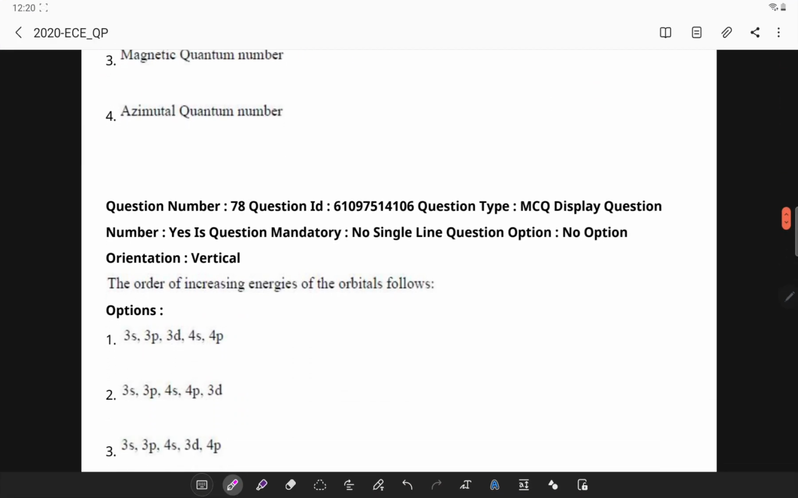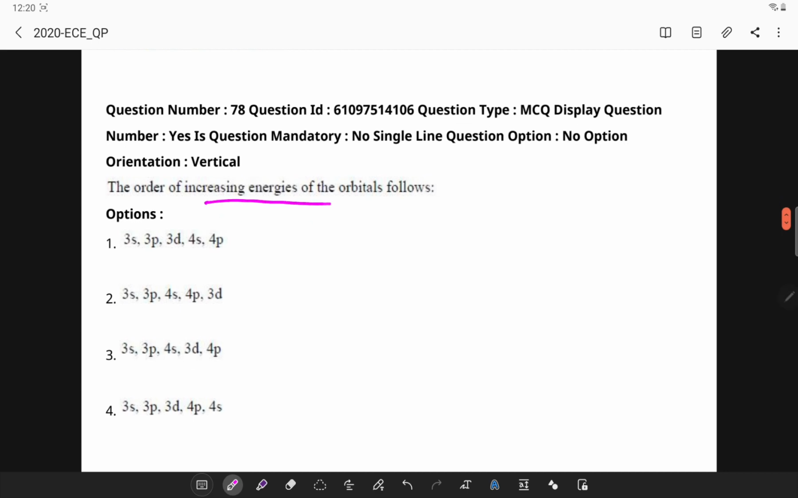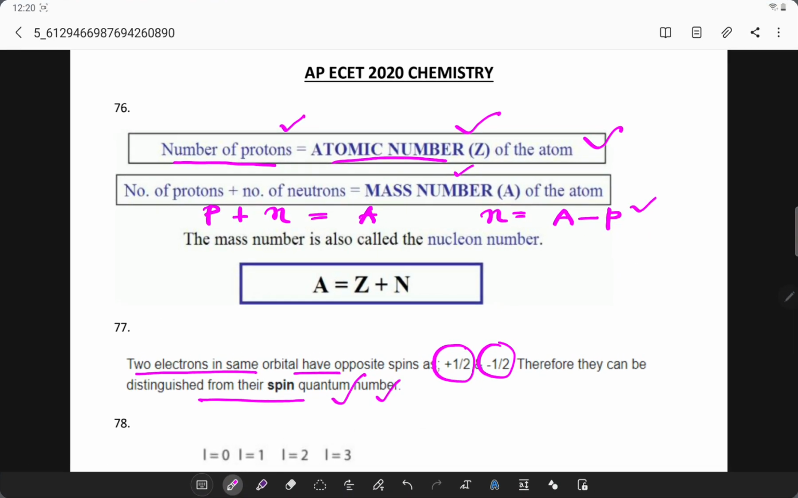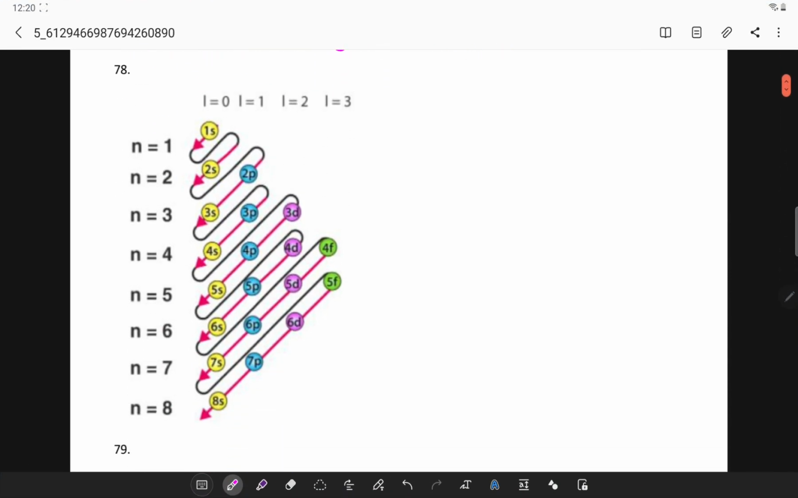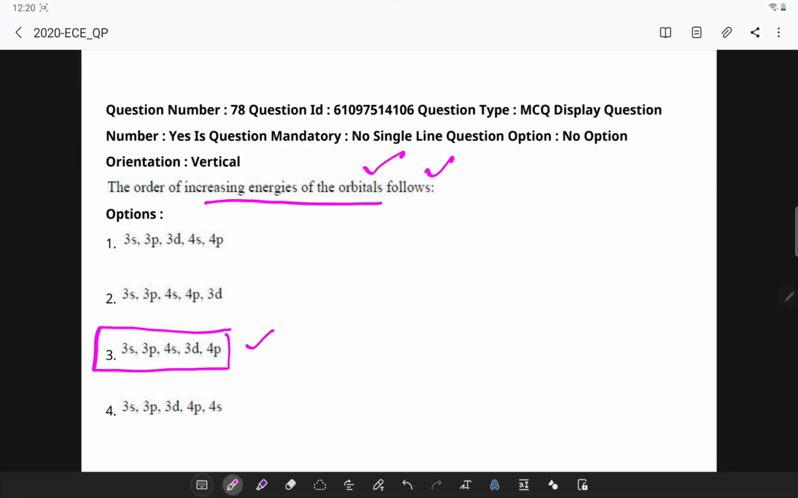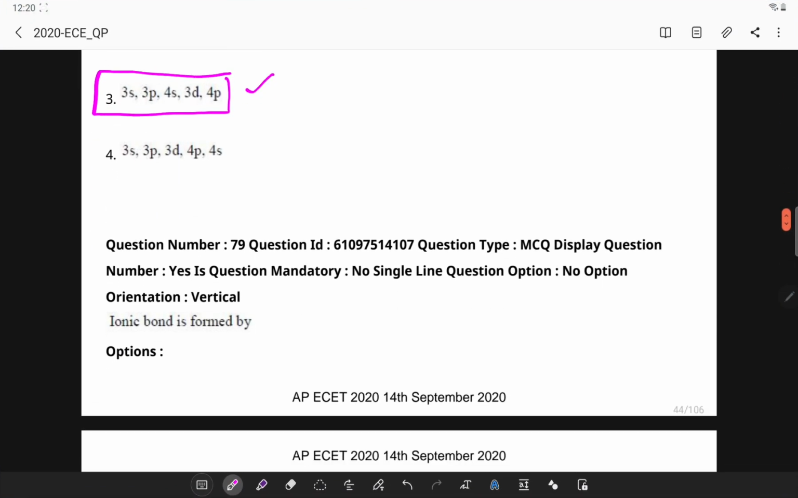Next, what is the order of increasing energies of orbitals? This 3s, 3p, 4s, 3d, 4p, you can get simply from this diagram. See this, we'll be getting from 3s, next 3p, 4s, then 3d, 4p, 5s. This is what is asked in this question.